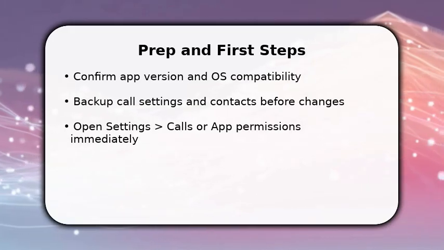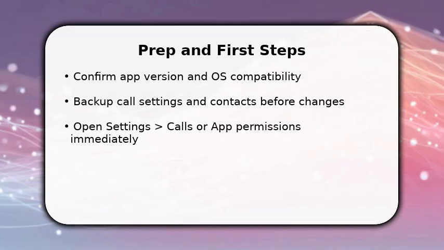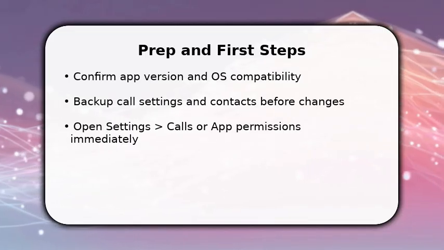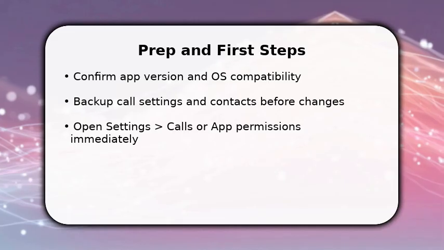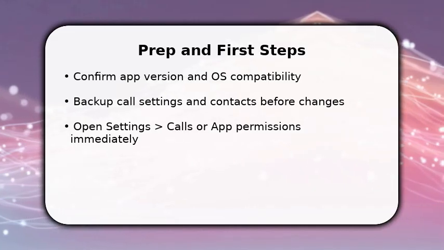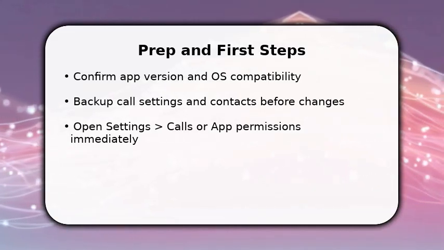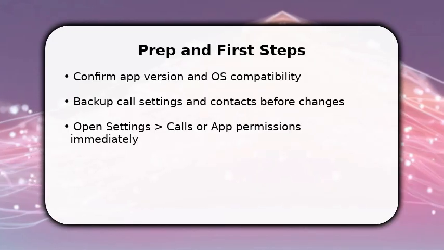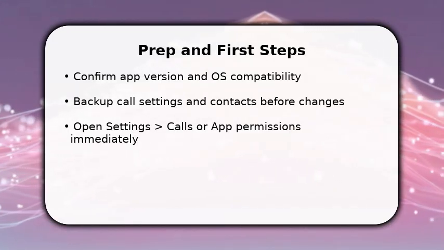Now open Settings and go straight to Calls or App Permissions and locate the updated toggle for incoming calls. You do this because the update moves controls out of the dialer. Make sure to note the exact menu path shown on screen before you proceed to modify toggles.